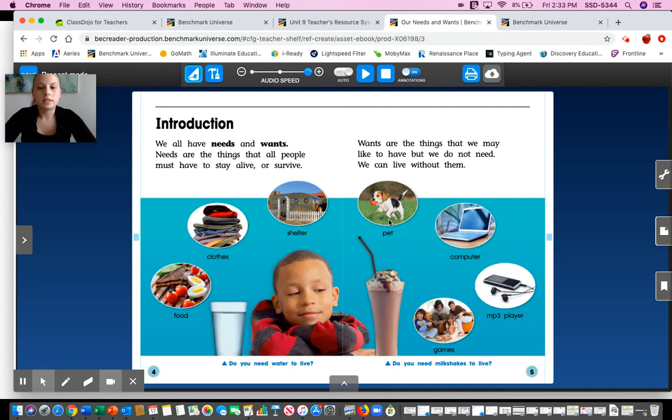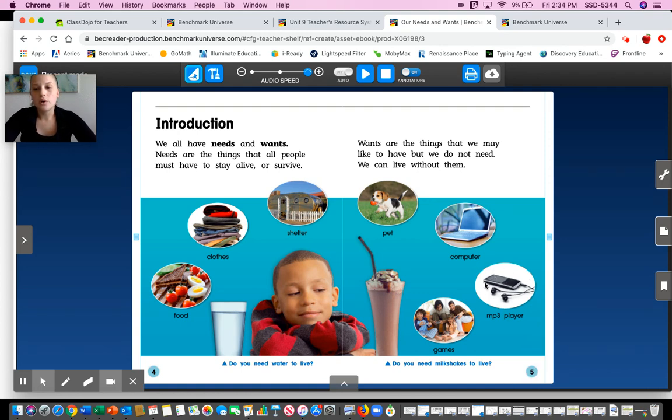Over here, you see pet. A pet is something you want. You don't need a pet, but you want a pet. What about a computer? Computer is something that you want. You don't need a computer. Way back in the past, they didn't have computers and they were able to survive.